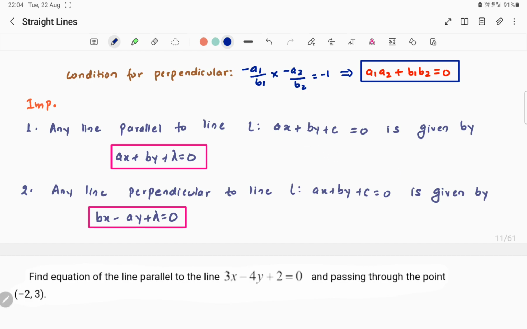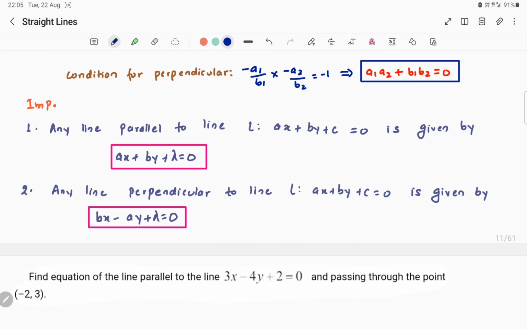The constant. So if somebody asks me, tell me a line which is parallel to 2x plus 3y plus 5 equal to 0, I will write 2x plus 3y plus lambda equal to 0. Now what is lambda? Lambda is a parameter here. So how to figure out lambda? For that they have to give me information that this line is passing through this point, or the x intercept is this, or the y intercept is this. So some information they will give to evaluate this lambda.